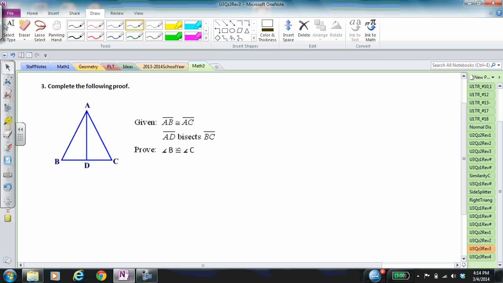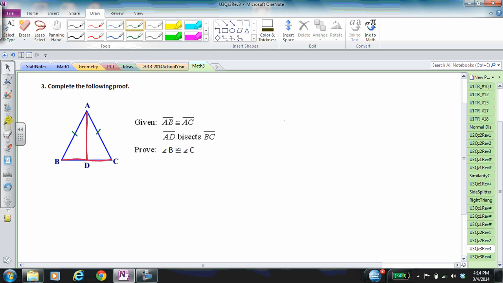Problem 3 says we're given that AB is congruent to AC, so we always mark our given information in the diagram, and that AD bisects BC. So AD, this segment, let me draw it in red so you can actually see it. This segment bisects BC, this segment.